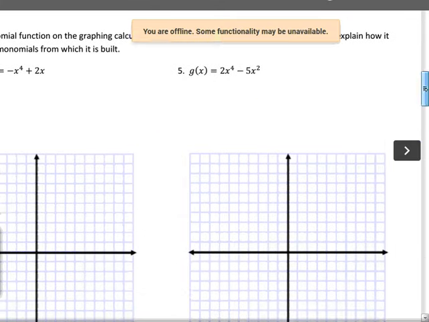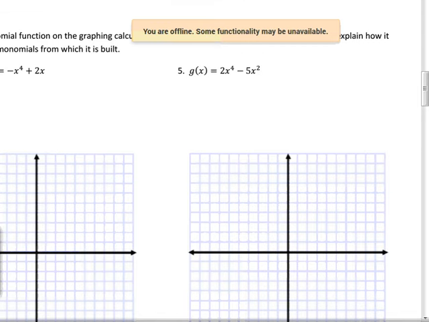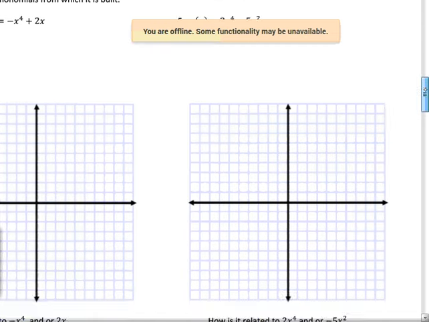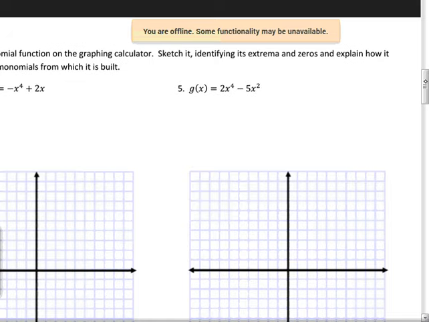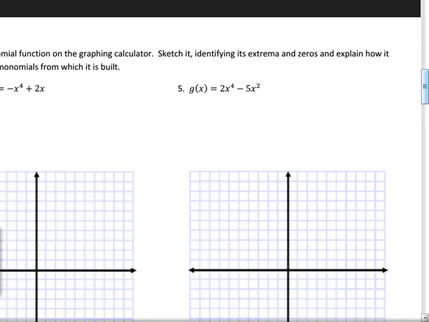And now I'm going to go to this kind. Graph the polynomial on the graphing calculator. Okay, sketch it, identify its extrema and zeros, and explain how it is related to the monomials from which it is built. Okay, it's pretty easy when you can graph it on your calculator and then sketch it. So for Pete's sakes, you're just copying what's on your calculator screen. That's not hard. Then, identify its extrema.